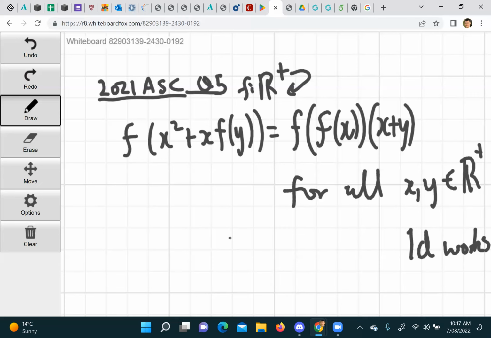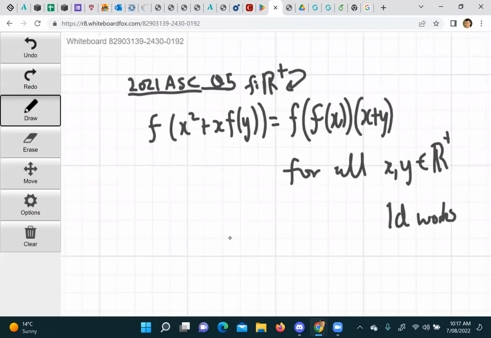Oh wait. Okay. Oh wait. Yeah, multiple revelations. We may have done this. That's kind of interesting. So you know F is injective? What? Really?